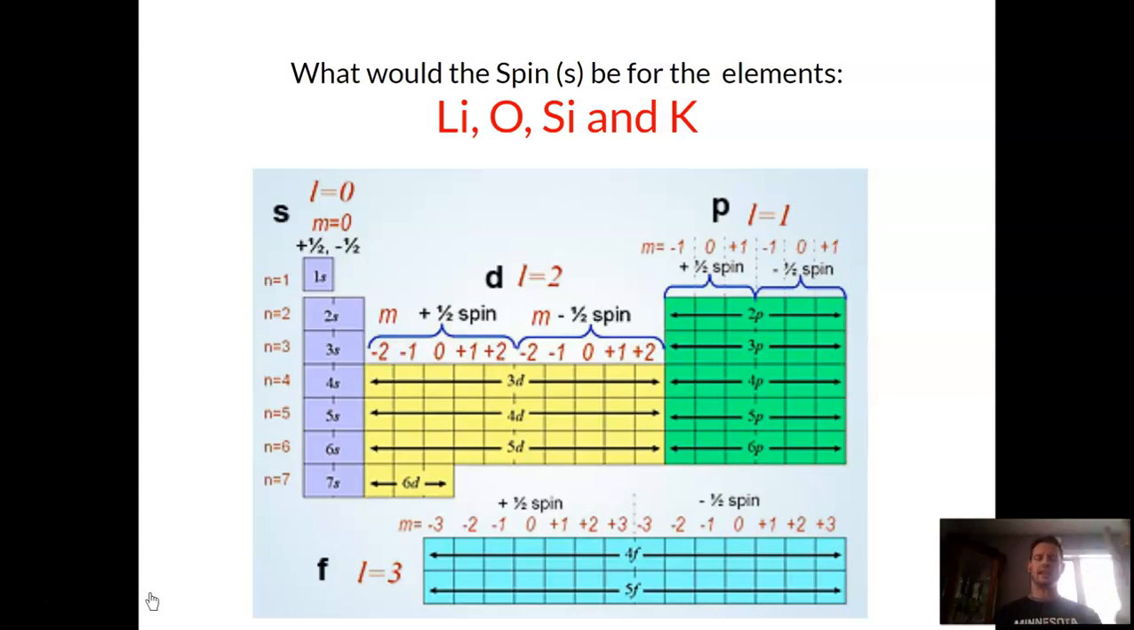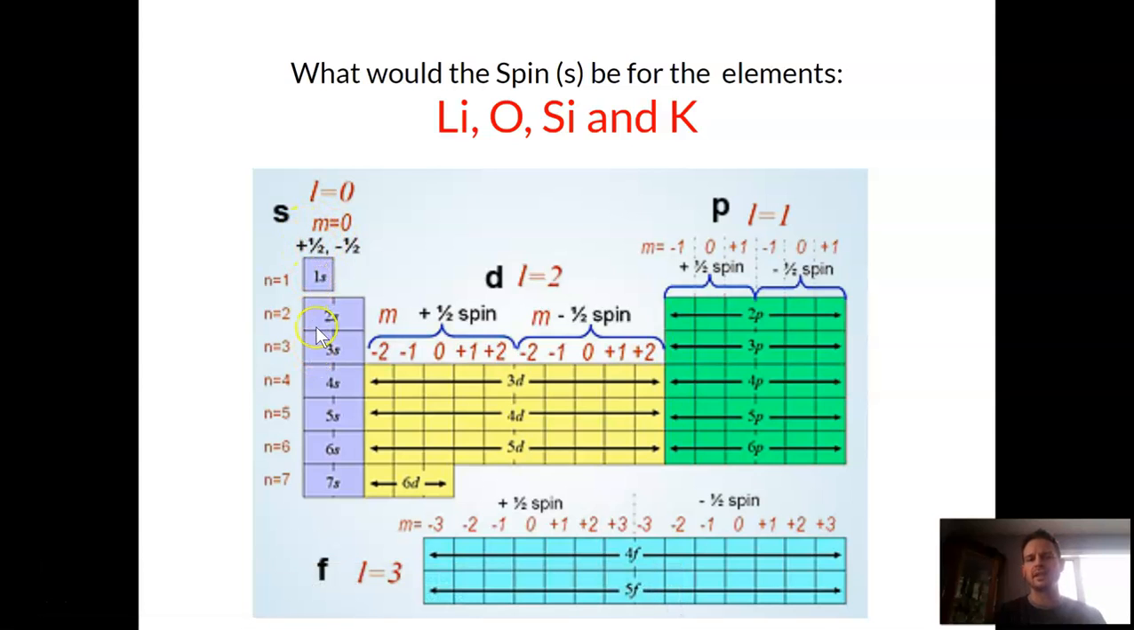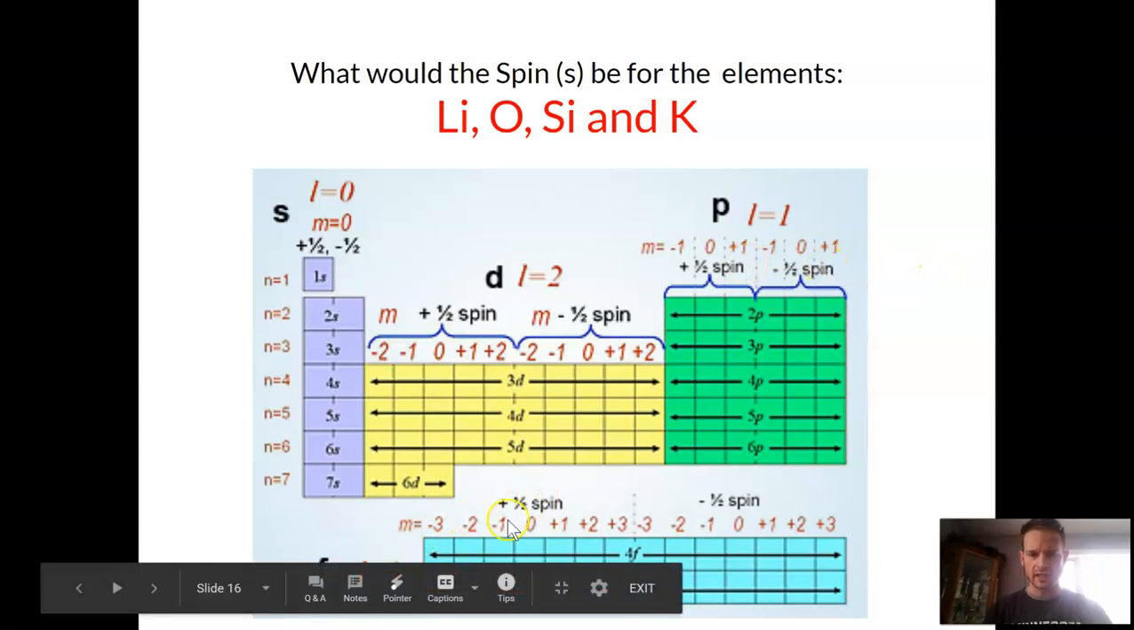And so if we did that, again, I wouldn't ask you to do this, but if we did it really quick, lithium, again, we go to lithium and we look at this one. Everything on the left is a +1/2 first, so we'd have a +1/2 spin. We'll draw that out later. Oxygen, if we go right here, it'd be a -1/2 spin because this group right here would be -1/2 spins. If we go to silicon, that's right here. It would be a +1/2 spin. And if we go to potassium right here, that would be a +1/2 spin. And so you can see based on these numbers right here, here's our spins. You could see positive, negative, positive, negative, positive, negative, and positive, negative.